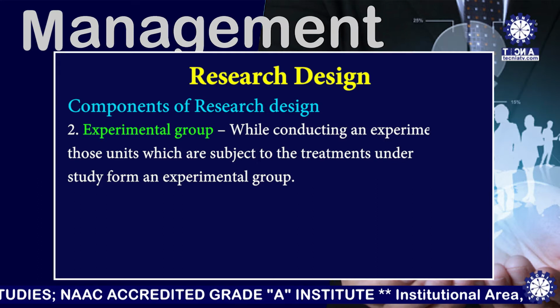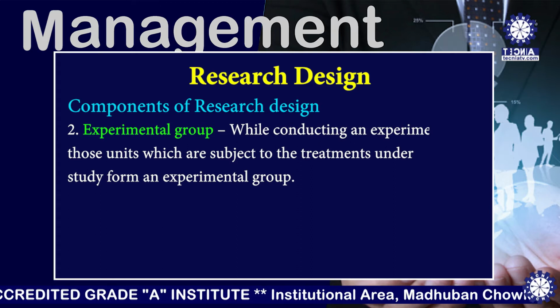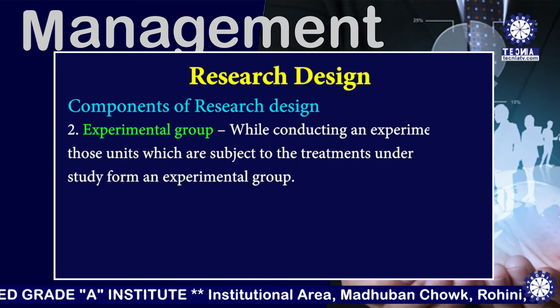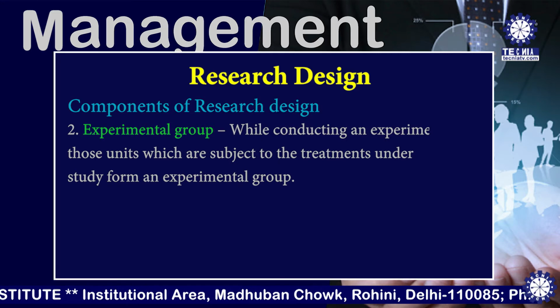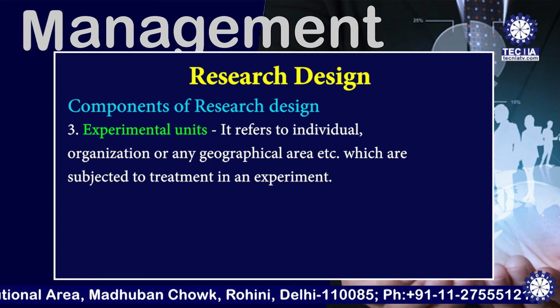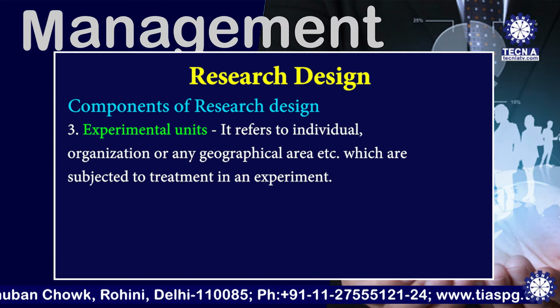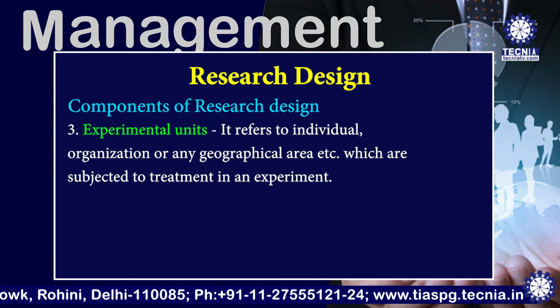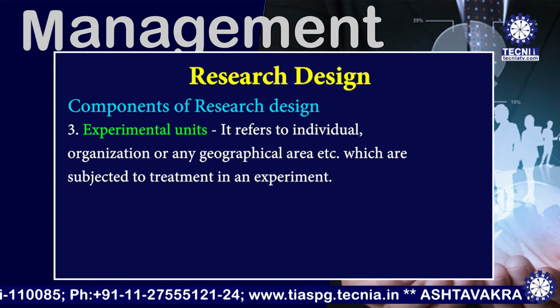The second component is experimental group. While conducting an experiment, those units which are subject to the treatments under a study form an experimental group. The next one is experimental units. It refers to the individual, organization or any geographical area, etc., which are subjected to treatment in an experiment.